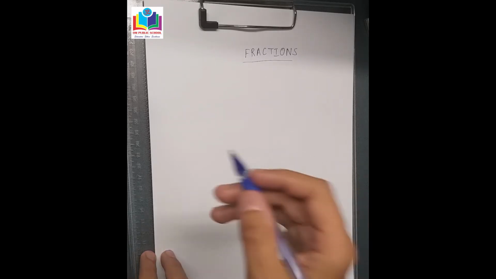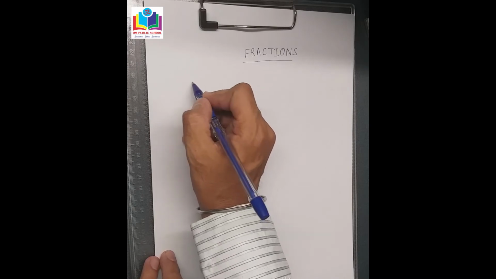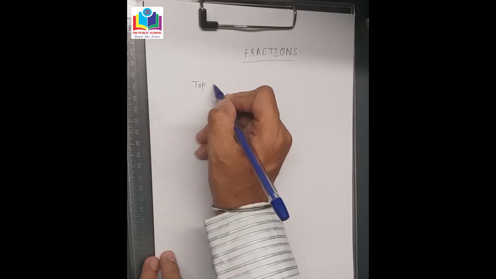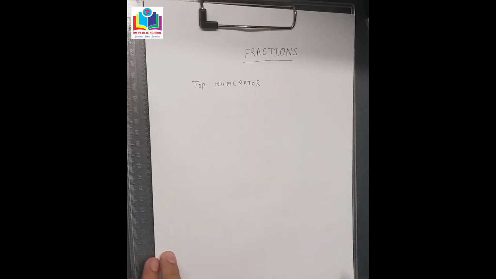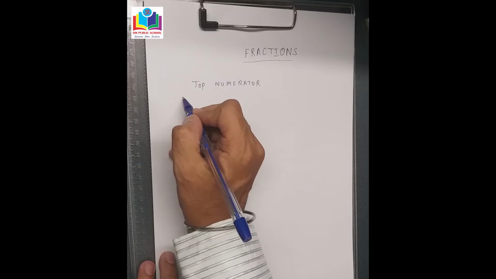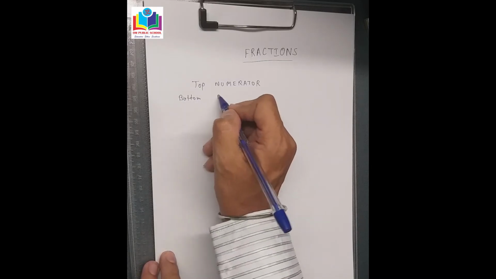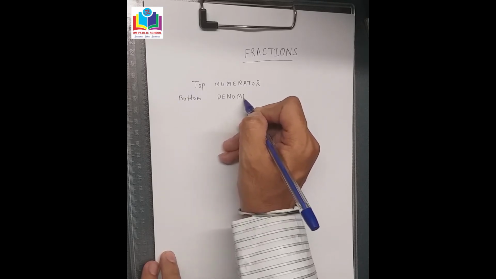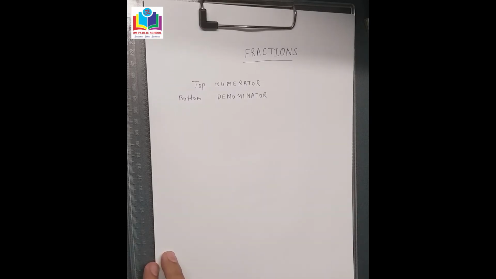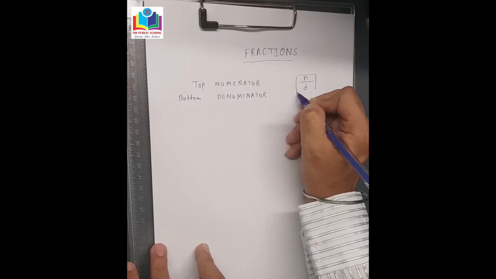Fractions are made up of two different numbers which are divided by a small line. The number on the top is written as numerator. Number at the bottom is written as denominator. So the general formula of a fraction is numerator upon denominator.